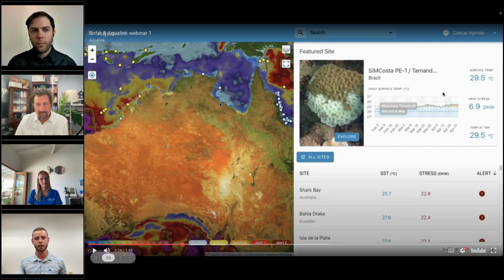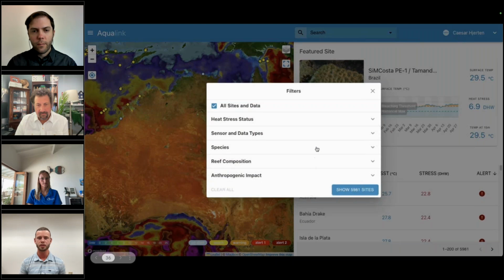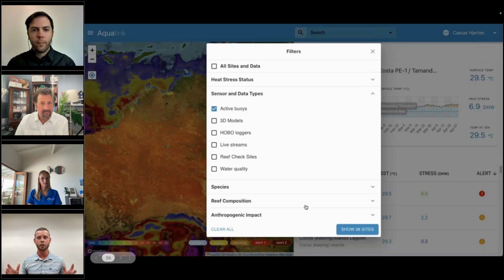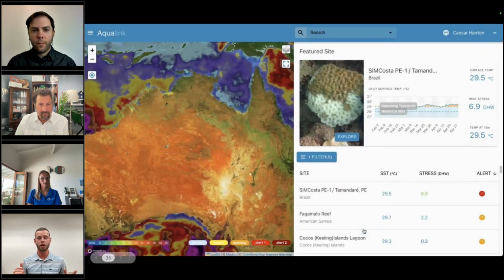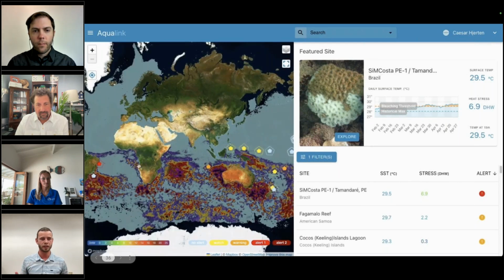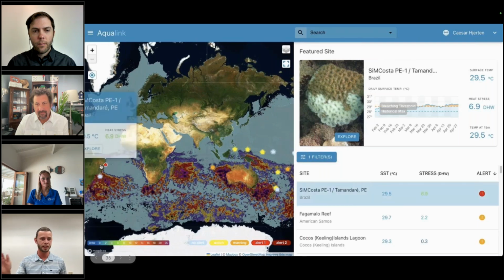And if we click on a site, that will be the selected site. We can also click on this filter button. So let's click on that one and then select sensor and data types. Here we can click on active buoys. So now we can see all the Sofar spotters currently deployed on the Aqualink map, and all of them are transmitting real-time information.